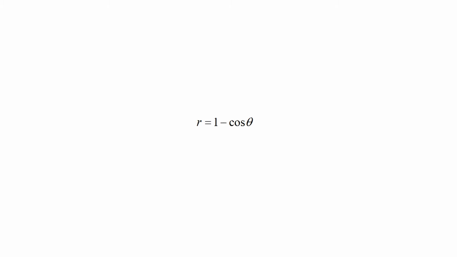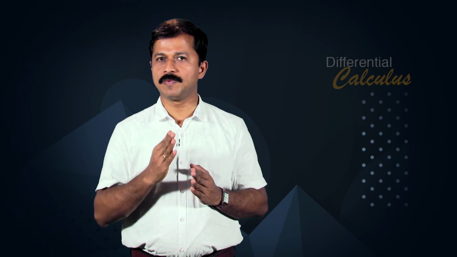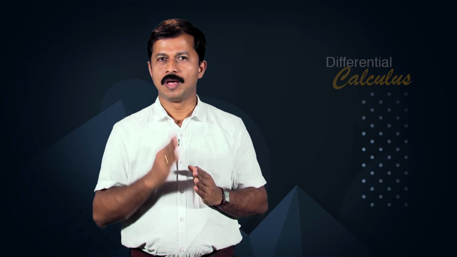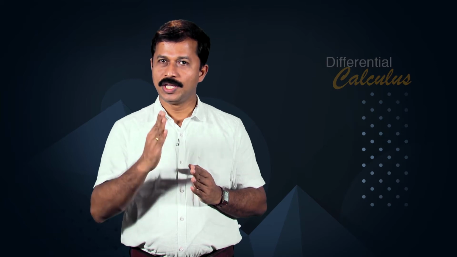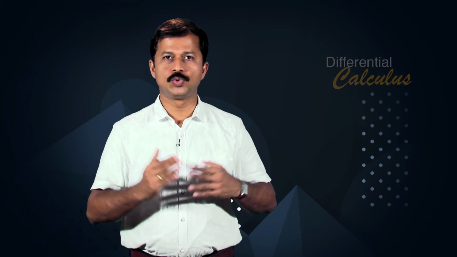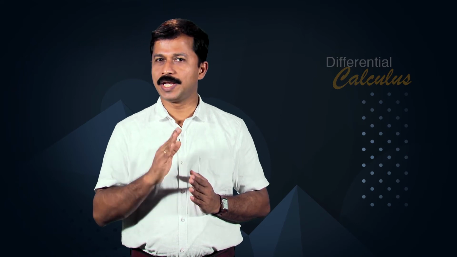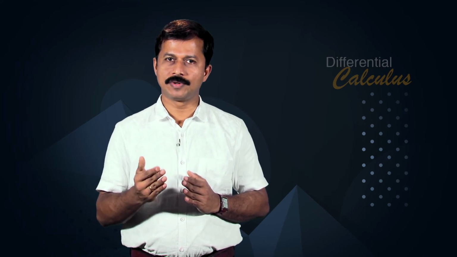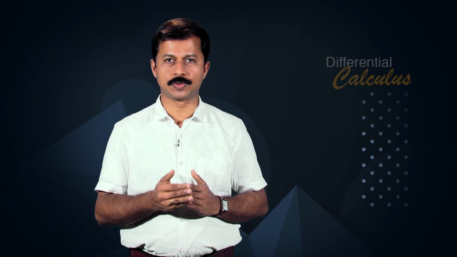The equation r is equal to 1 minus cos theta remains unchanged when theta is changed to negative theta. Hence, the curve is symmetric about the x-axis. As theta increases from 0 to pi, cos theta decreases from 1 to negative 1 and so r is equal to 1 minus cos theta increases from a minimum value of 0 to a maximum value of 2. As theta increases from pi to 2 pi, cos theta increases from negative 1 back to 1 and r decreases from 2 back to 0.